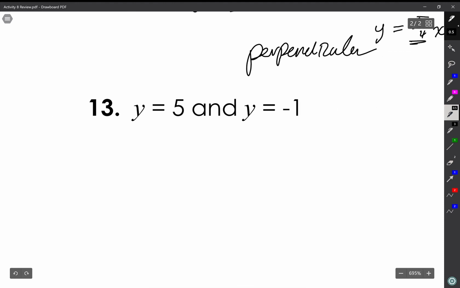All right, I have equations y equals 5 and y equals negative 1. So both of these are horizontal lines. Horizontal lines have a 0 slope and the equation is y equals a number. Two horizontal lines are parallel.